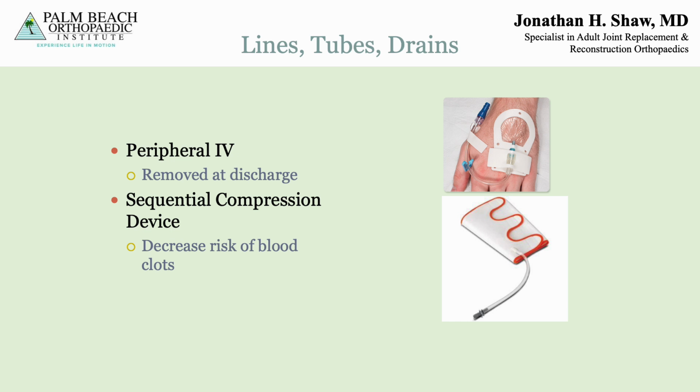The lines, tubes, and drains that will be given to you while you're in the surgery and while you're in the hospital are a simple peripheral IV that allows anesthesia to appropriately monitor you and give you medication, as well as these sequential compression devices that allow increased blood flow through your legs.